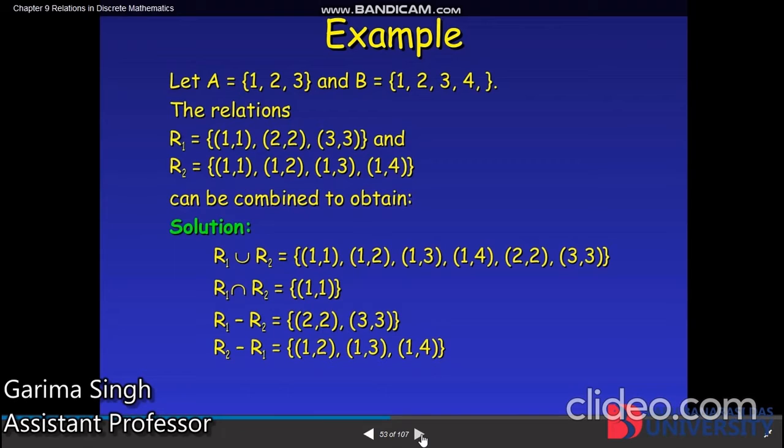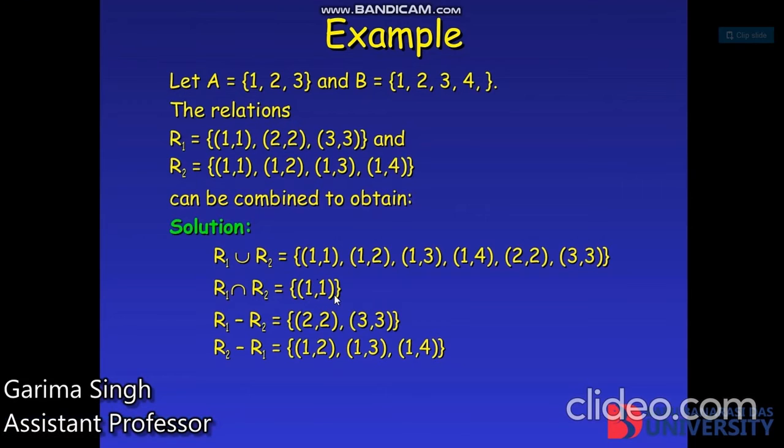Given R1 and R2, you have to perform the union operation. What does the union operation do? It combines the two sets, and if there is anything common, it writes it down only once, like 1 1 was the common thing. What does intersection mean? Intersection means extracting out the common things. So this is the common thing, and this works the same as with sets, as relations are also part of sets only. How do you perform R1 minus R2? You have to perform R1 minus R2 or R2 minus R1.